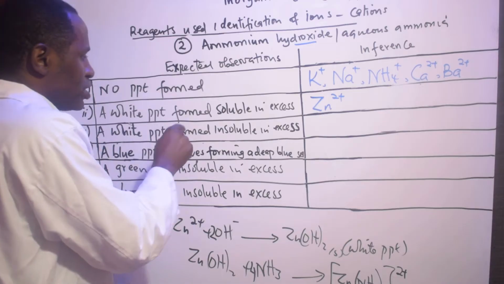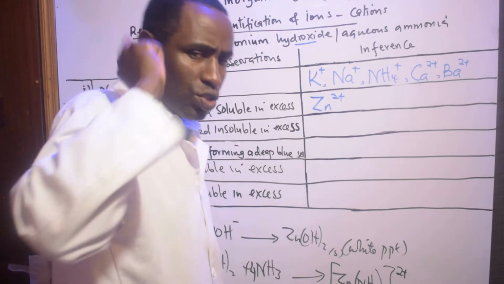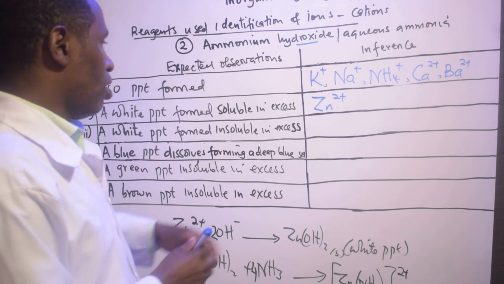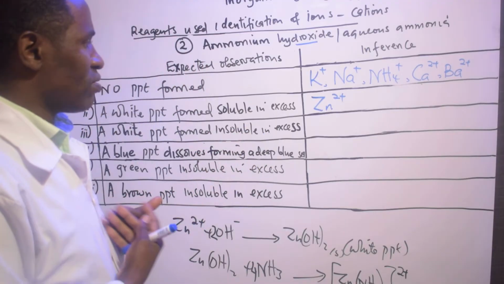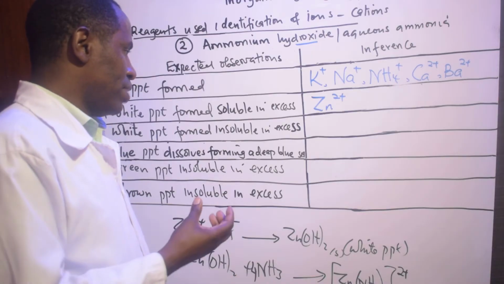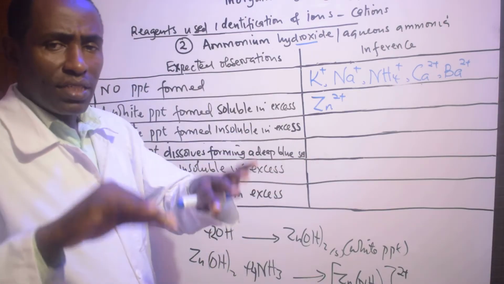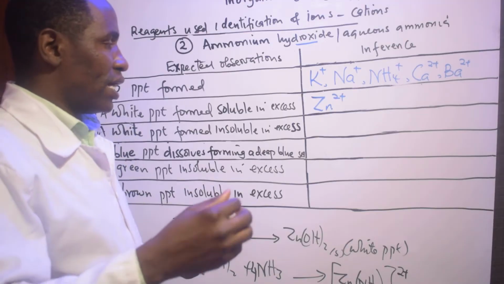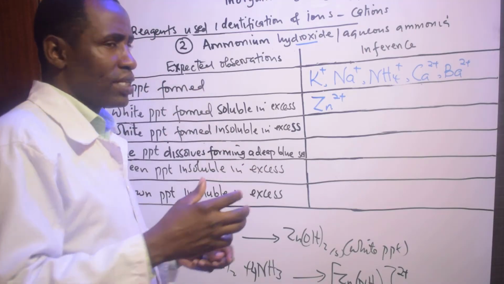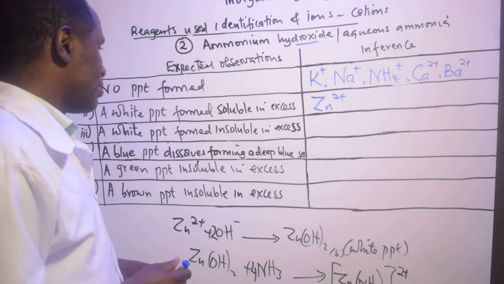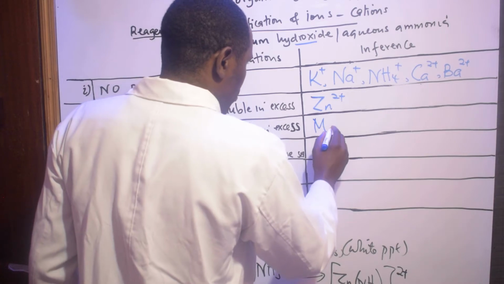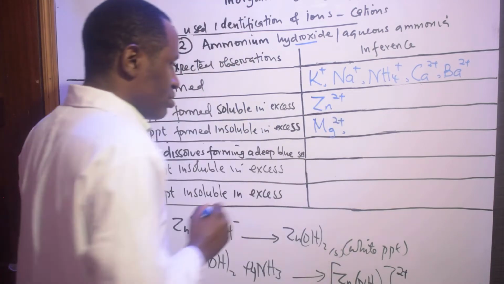Let's get to the next one. A white precipitate formed, insoluble in excess. Here we're going to talk about the hydroxides that are almost insoluble. That means that once these hydroxides are formed, even if they dissolve, their solubility is very low, such that a precipitate will still remain. Now, which are these? I'm going to have magnesium ions. Take note of that.